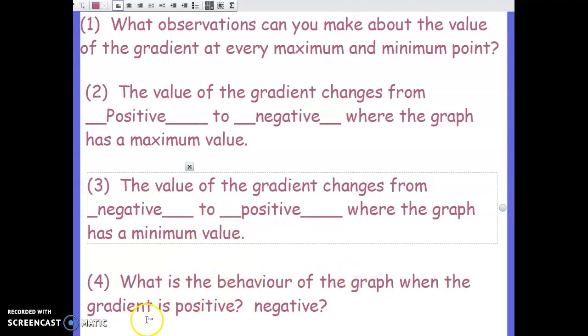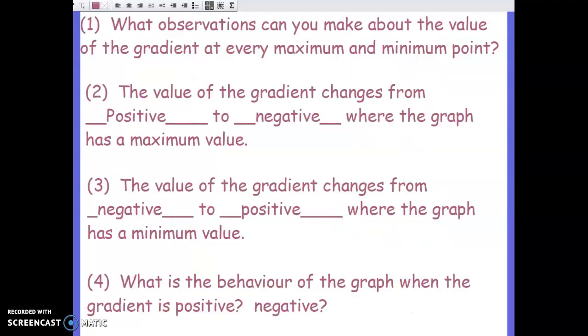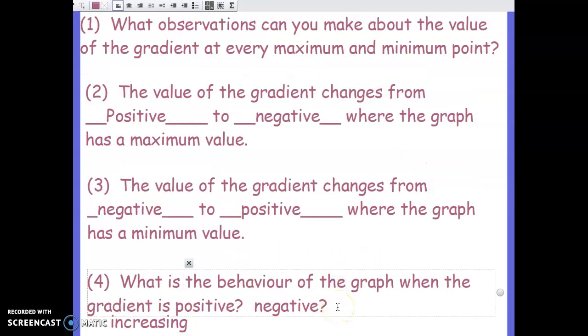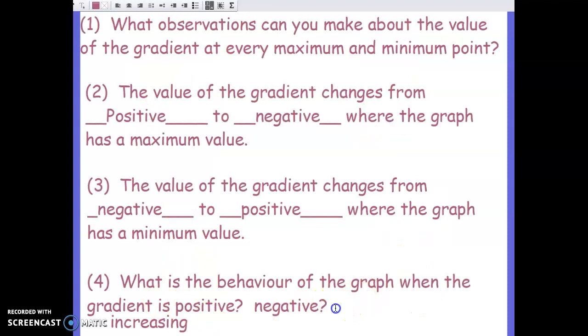The behavior of the graph when the gradient is positive. Okay, so what is the graph itself doing when the gradient is positive? You can see all these places where the gradient is positive, we can see that the graph itself is increasing. And when it's negative, let's go back and look. So here my gradients are negative, here negative, here negative. In all of those instances, the graph itself is decreasing.